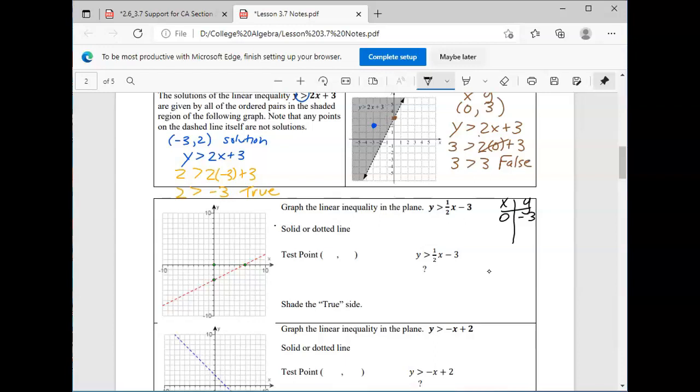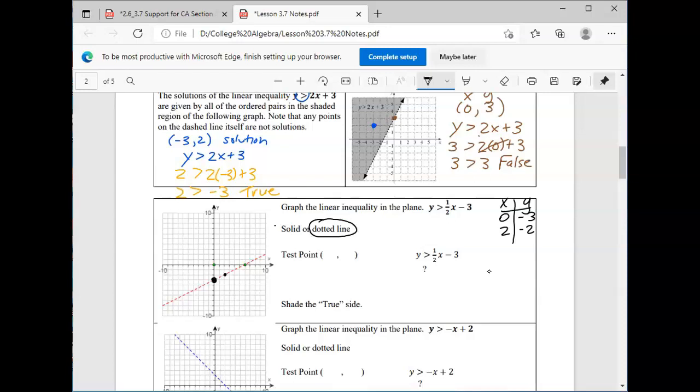If I plug in 0, I would get -3. If I plug in 2, I'm going to get -2. They found different points, I think, but 0, -3 is right here, and 2, -2 is right here. Those would work as well, right? You go to the calculator and find 2 points. Then you need to decide, is this a solid line or is it going to get a dotted line? I'm going to get a dotted line because it doesn't have the line underneath the greater than, it just has greater than, okay?